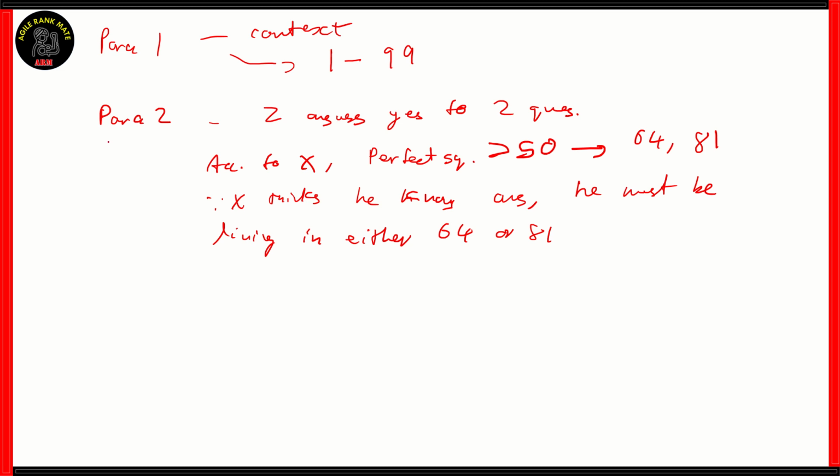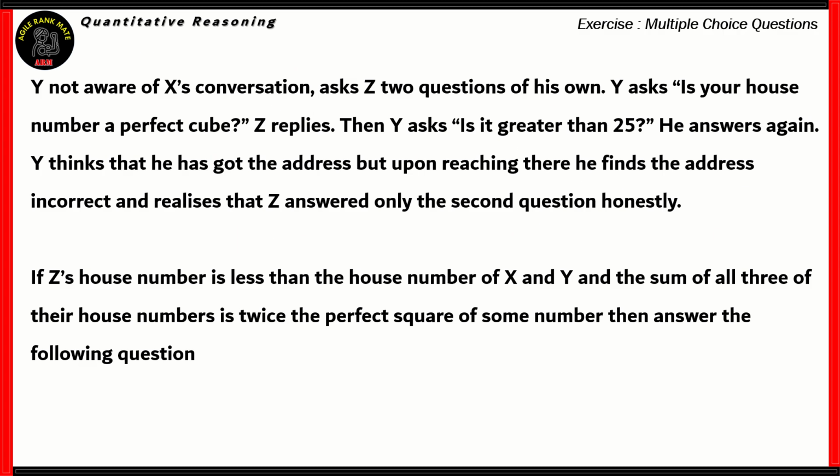So in paragraph 2, the right statement is that Z's house number is greater than 50, while the rest of it is based on the assumption that both answers are right, and we look at X's guesses, which are 64 and 81. And from there, since X thinks he knows the answer, he must be living in either 64 or 81.